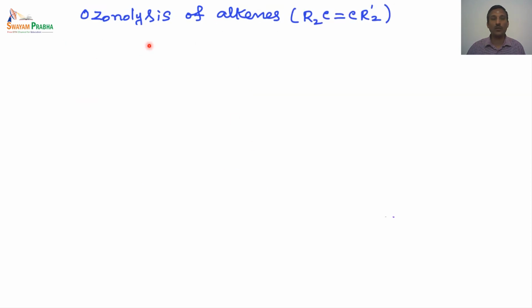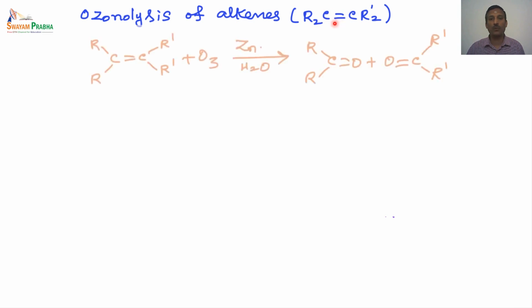Ozonolysis of alkenes is also possible, where R2C=CR'2 type alkenes can be ozonized to produce the corresponding ketones. So here both are alkyl groups, and this also is an alkyl group. Four different alkyl groups are also possible. This alkene on ozonolysis followed by treatment with zinc and water produces the corresponding carbonyl compounds.